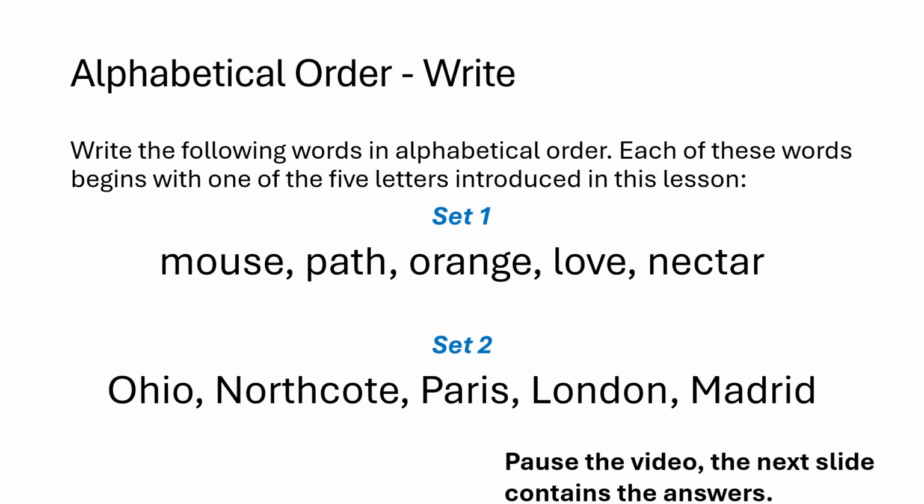Write the following words in alphabetical order. Each of these words begins with one of the 5 letters introduced in this lesson. Set 1, mouse, path, orange, love, nectar. Set 2, Ohio, Northcote, Paris, London, Madrid. Pause the video. The next slide contains the answers.